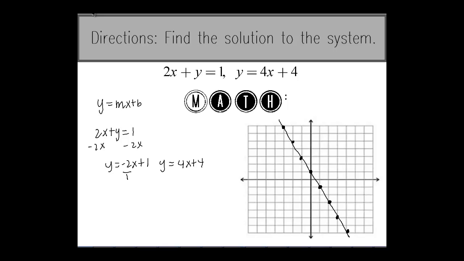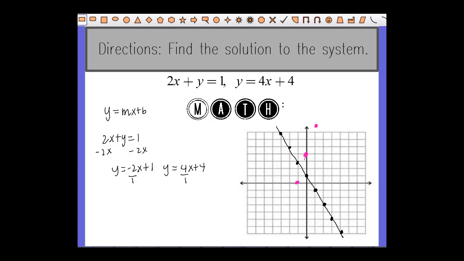My second equation I'm going to graph in a different color so that it's easy for me to see where they intersect. For this one I start at 4, so I go up 1, 2, 3, 4. And then my slope is 4. Again, I don't have a run, so I'm going to put 1 as my run because 4 and 4 over 1 are equal to the same thing. So then I'm going to go up 4, 1, 2, 3, 4, over 1. Then I'm going to go down 1, 2, 3, 4, left 1.